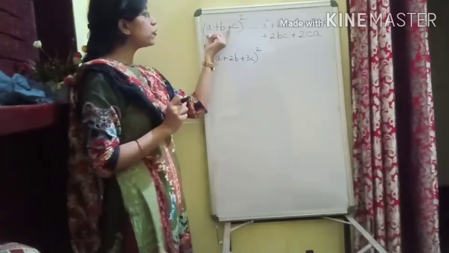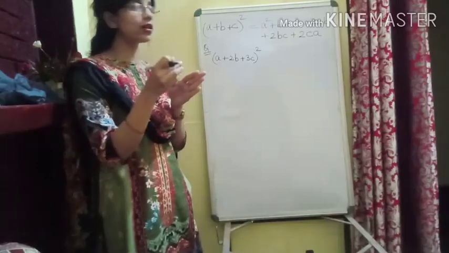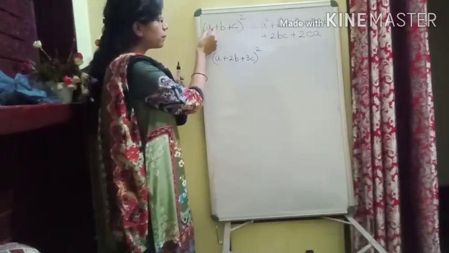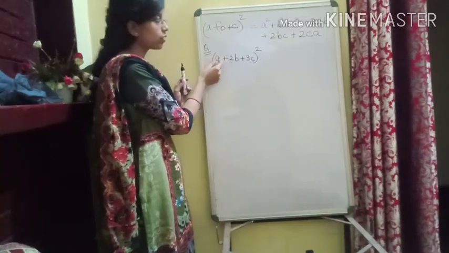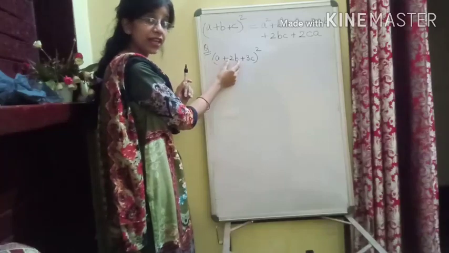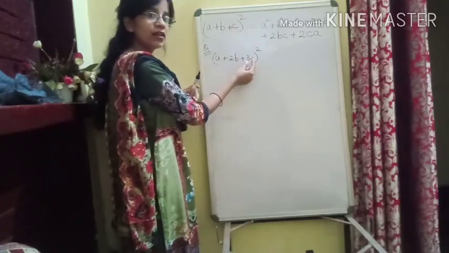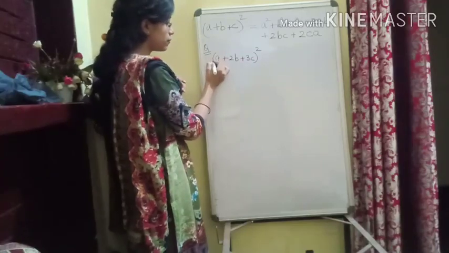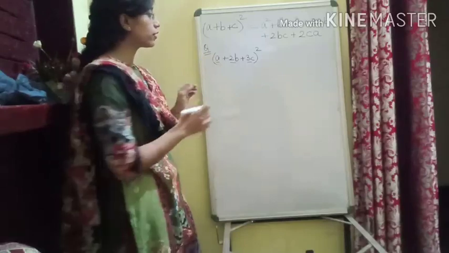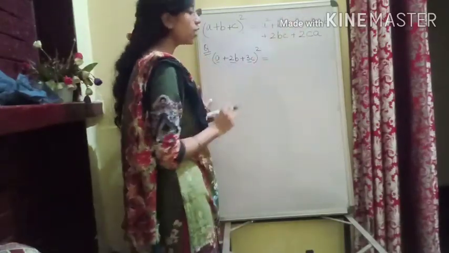Okay, now before we apply the identity, we have to compare and find the values of a, b and c. If you compare, at the place of a, a is already written. Now what is at the place of b? At the place of b we have 2b, and at the place of c what do we have? 3c. So please mind what is given at the place of a, b and c.